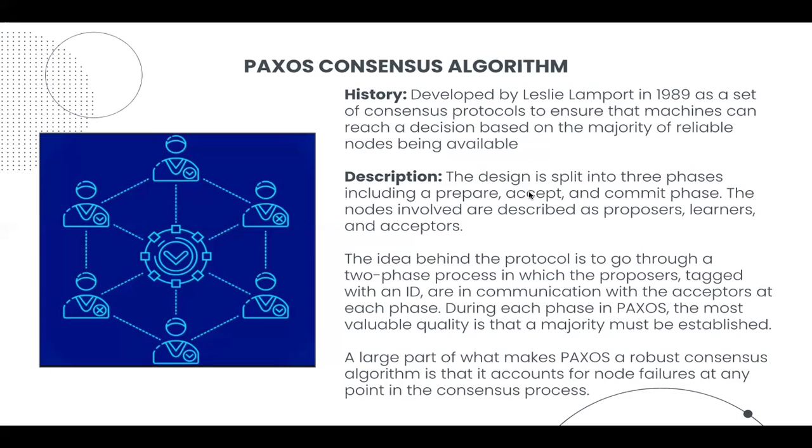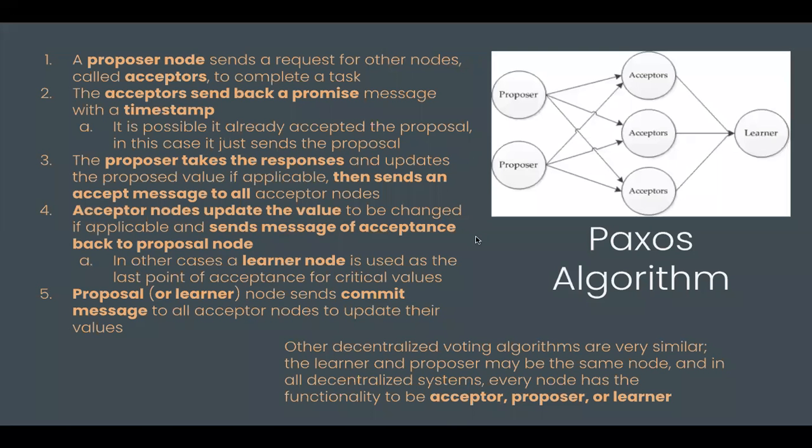To go into greater technical detail about what the Paxos algorithm does, we will break it down by steps. In the first step, a proposer node sends a request to the other nodes called acceptors to complete a task. The acceptors send back a promise message with a timestamp. It is possible it has already accepted the proposal, in which case it just sends the proposal back.